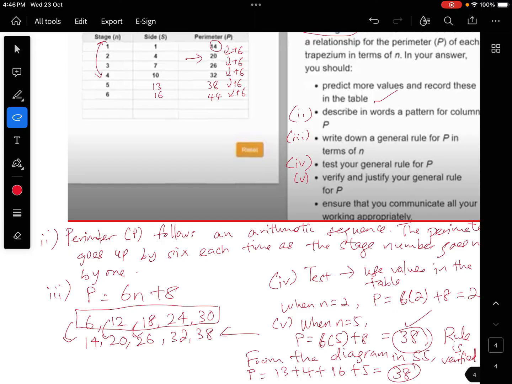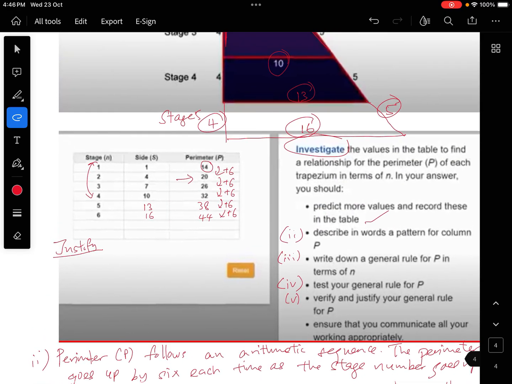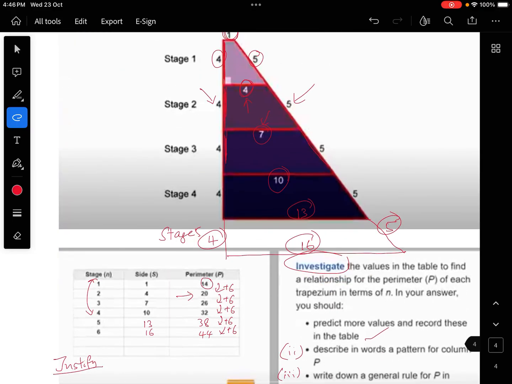Okay, now the final bit, we're going to look at justifying the general rule. Let's look back at the diagram here. Now, we do know that the formula was 6n plus 8, but that's based on what we have seen from the number sequence here. Now, when it comes to justifying the general rule, what it really means is that you're supposed to provide an explanation on how this rule came about, but with a slight caveat in this case, that it must relate to the context of the problem that is given to you.